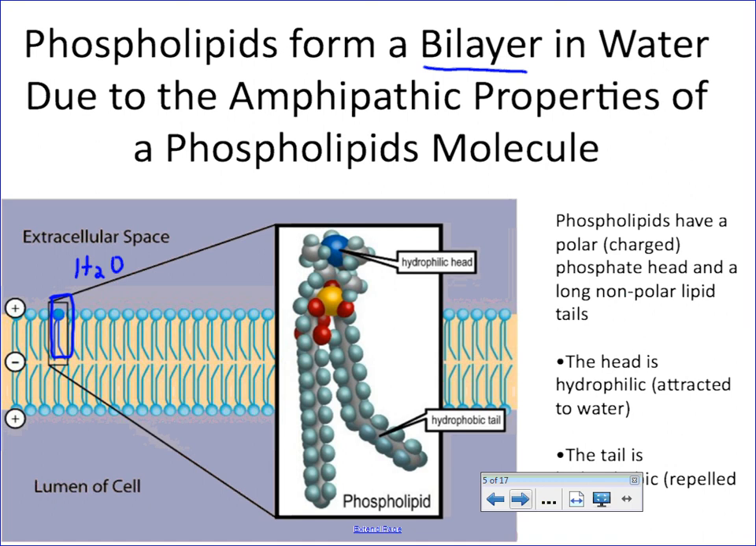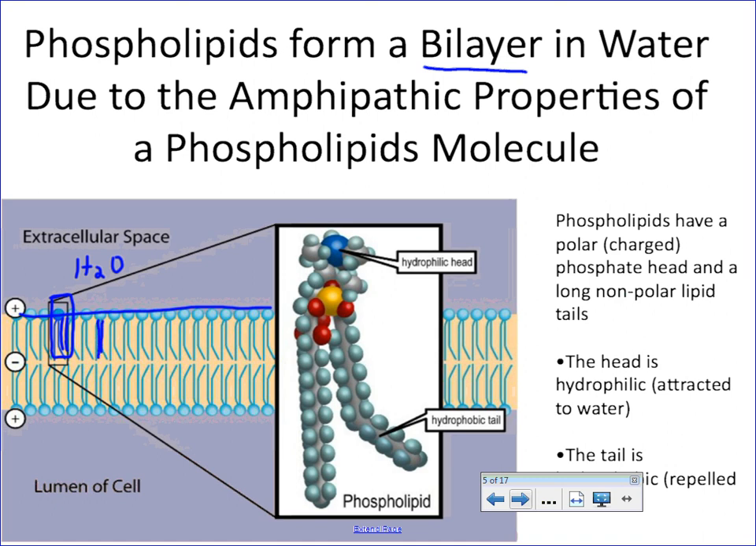Because the hydrocarbon tails are hydrophobic, they will want to point away from the water or isolate themselves from the water. So the phosphate heads will arrange themselves so that they are all interacting with the water, and then the hydrocarbon tails will point away from the water.